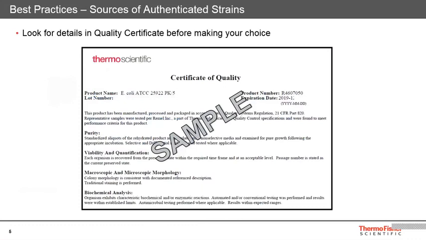It is absolutely critical to ensure that the culture you receive has gone through a series of tests to confirm its identity. A good quality certificate will include results from a range of tests, including morphological, biochemical, and genetic tests.